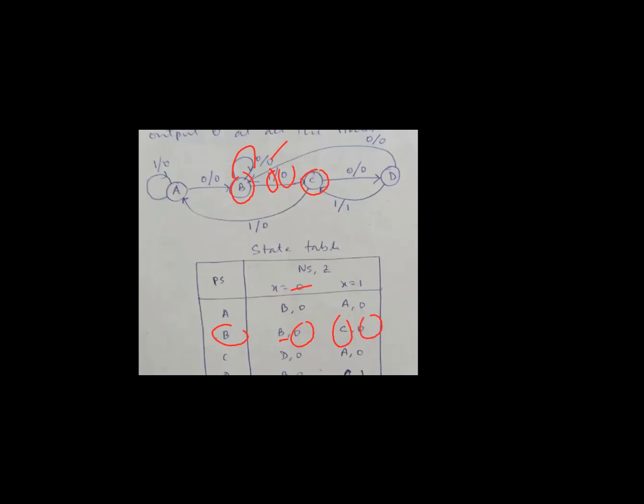And lastly, one thing for D. When input is 0, the next state is B, output is 0, and when input is 1, the next state is C. Only in this case, the output should be 1, because only in this case we are getting the sequence. We are simply getting back the sequence.